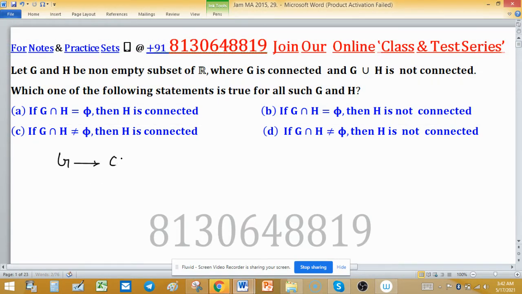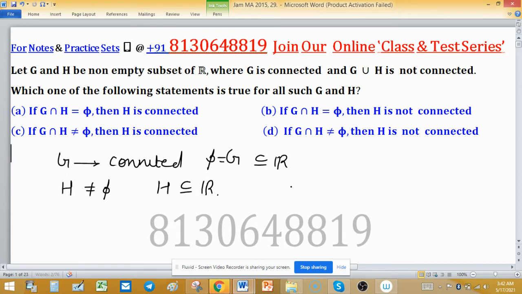As G is connected, also G is a subset of R and this G is non-empty. H is also non-empty and H is a subset of R. The condition imposed on G union H is that the union is not connected. So what is the meaning of connected? In the real line, connected means there is no gap, or you can say we can join points by a horizontal line.